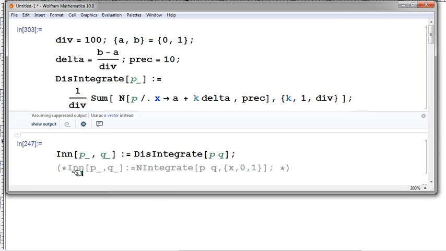And down here, I'm defining the inner product. If I have two expressions in x, I'm going to do that discrete integrate of this function from a to b. And later we're going to compare that with the numerical integrate or exact integrate Mathematica command. So I'm hiding that part here by putting these stars, and that's a way to do it in Mathematica.